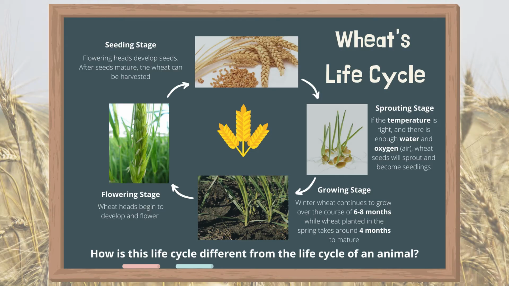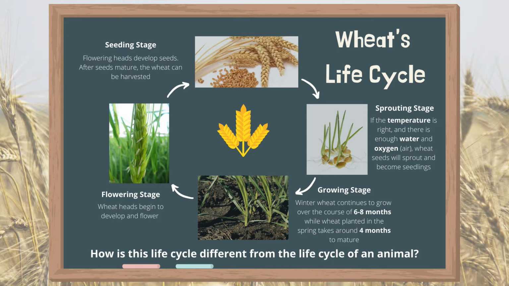Now let's move into wheat's life cycle. Grab your life cycle recording sheet and let's get started. Like most plants, wheat starts as a seed, and the seed is the part of the plant that we eat. After wheat is planted, it begins to sprout. This is called the sprouting stage. At this point, the plant is small and looks a lot like the grass in our school fields. Next comes the growing stage.